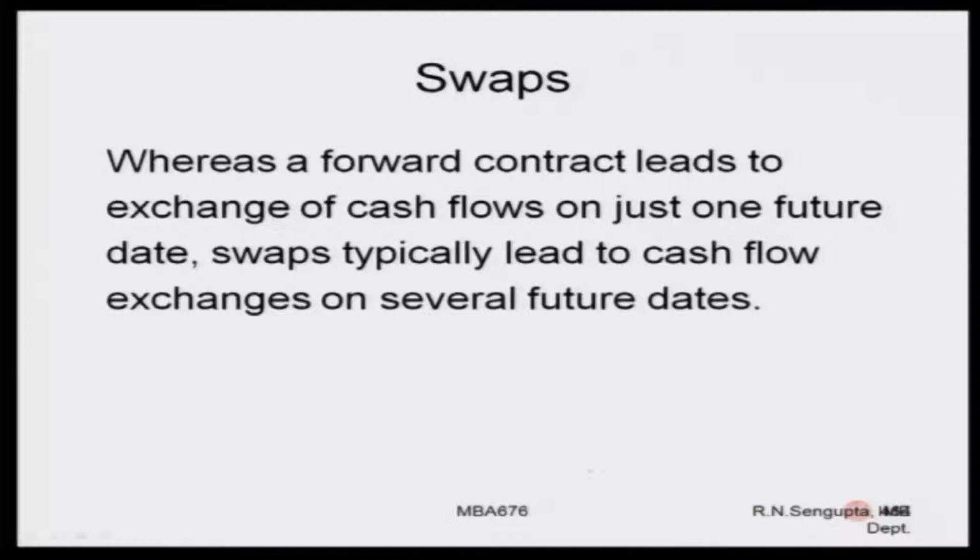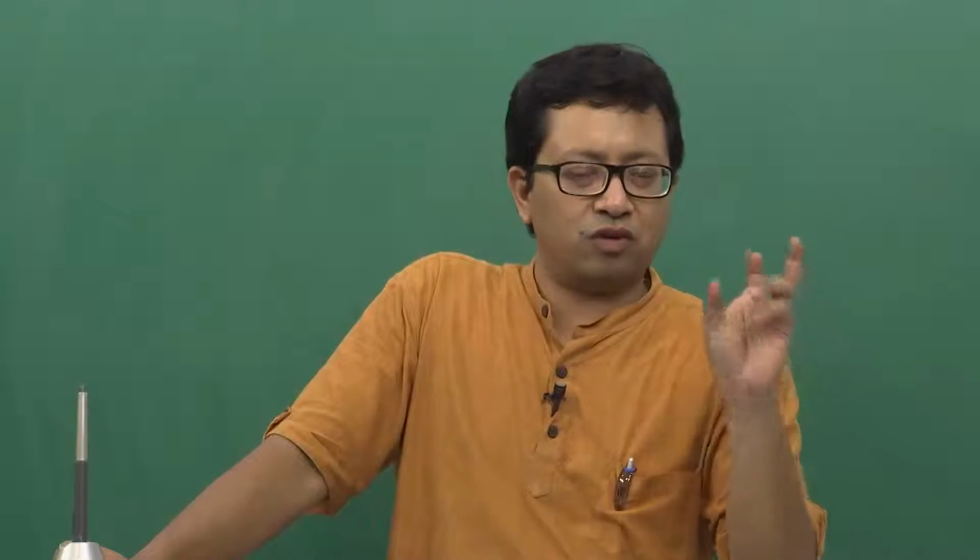Why are they going to do that? We will see that very soon. Whereas a forward contract leads to an exchange of cash flow on just one future date, swaps typically lead to cash flow exchanges on several future dates, and it continues at intermittent times. These intervals are of equal duration, but once we decide, the swap will continue for that duration and an equal amount of money would be exchanged between these parties.